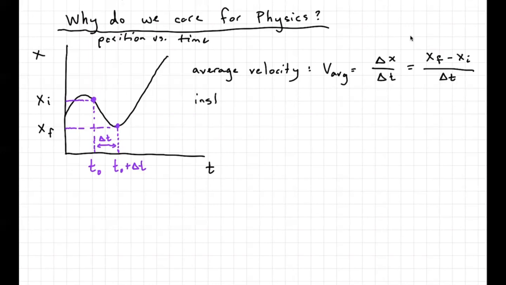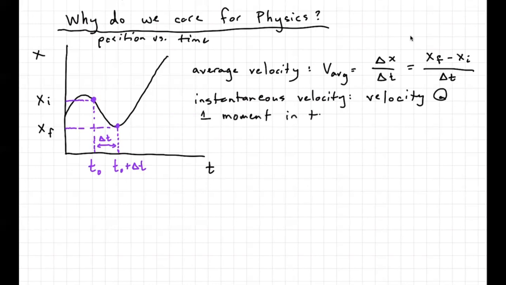So the instantaneous velocity, that's the velocity at one moment in time. And if you think about how we could do this, let's say we want to find the velocity at t naught. So I'll write that this way. The velocity at time equals t naught.